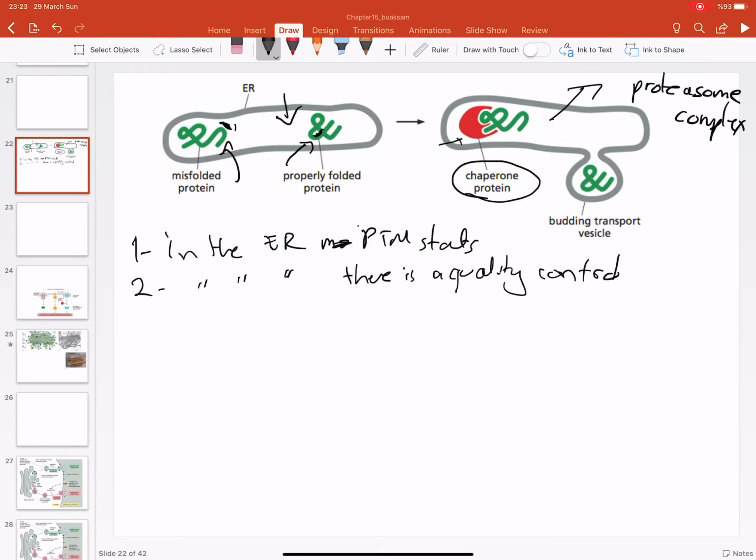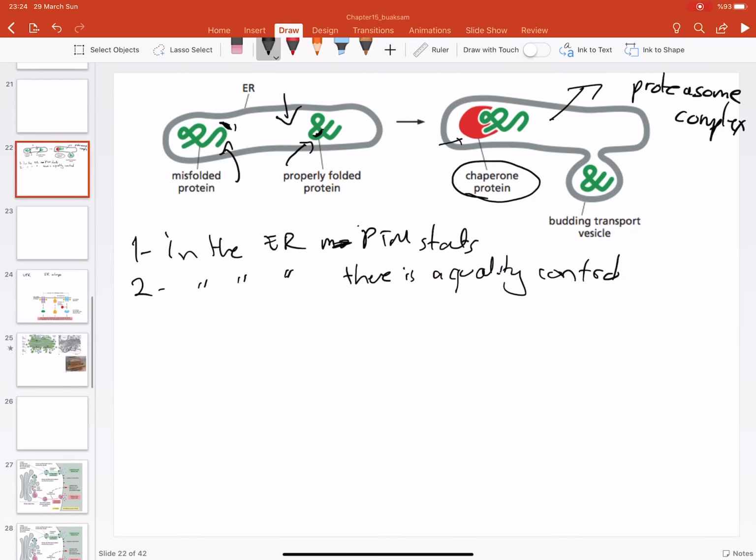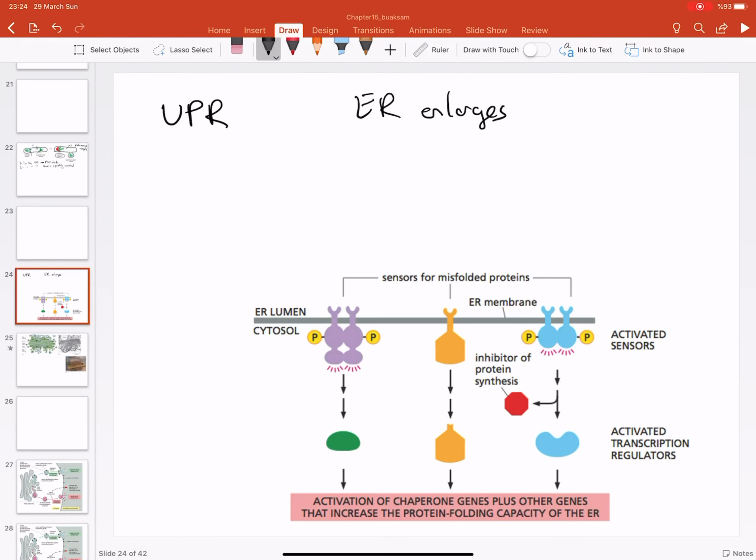Okay, what happens when there is a problem with the misfolding, when there is a lot of misfolded protein? It creates a stress. We call it unfolded protein response. So when there are many misfolded proteins in the cell, when the proteins are not in the correct shape quite a lot, the ER enlarges. Because the ER is responsible for this quality control, it has these chaperone proteins here. So a bigger ER means a bigger control.